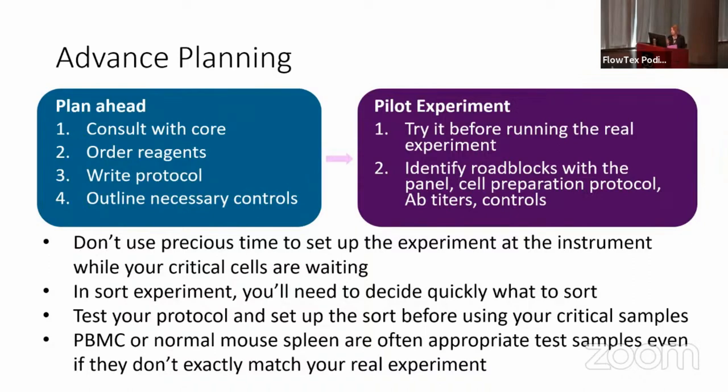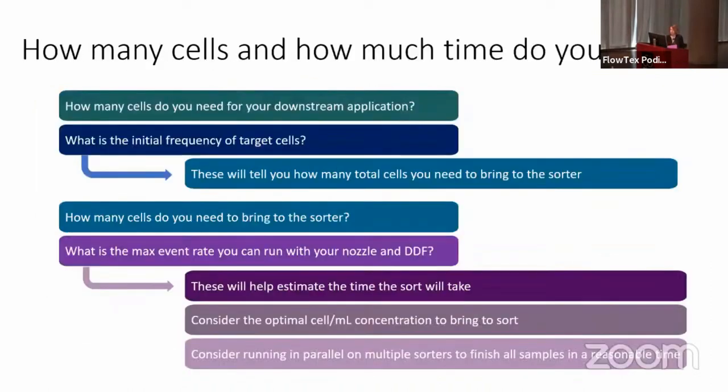Write out a protocol, basic science stuff, outline the controls that you're going to run, and then run a small scale pilot before you run your experiment. You can set up your gating strategy. You can make sure your panel's working. You can identify all the roadblocks that you might need to deal with. Don't use the time to run the sort to optimize the sort. In any sorting experiment, you're going to need to make decisions quickly based on what you see on the machine at that time. So the more information you have up front, the better.